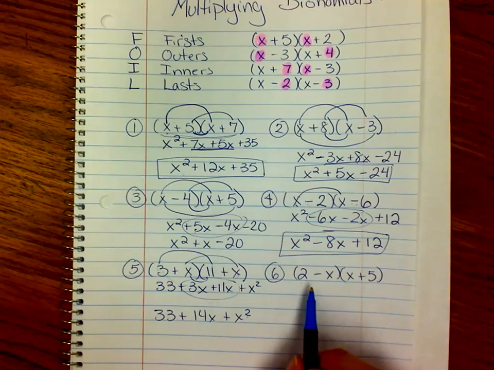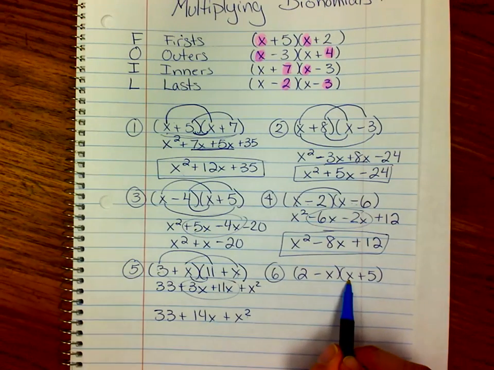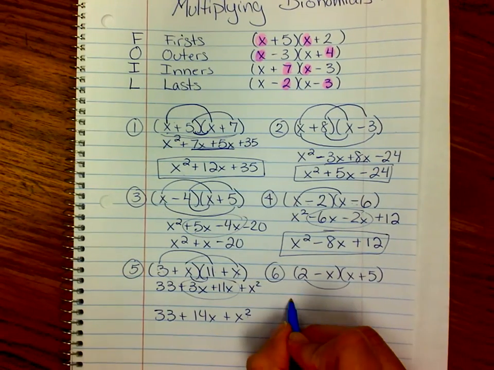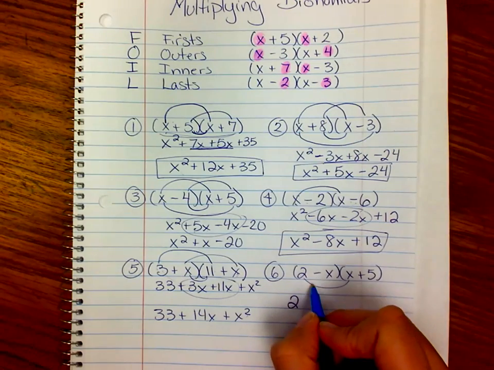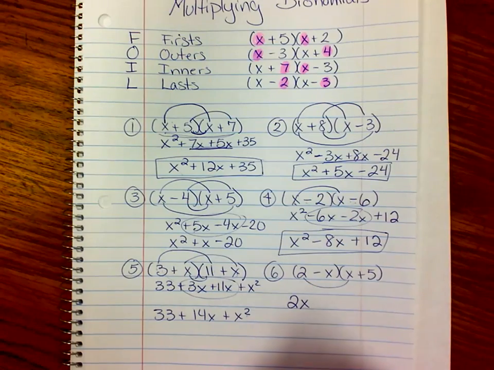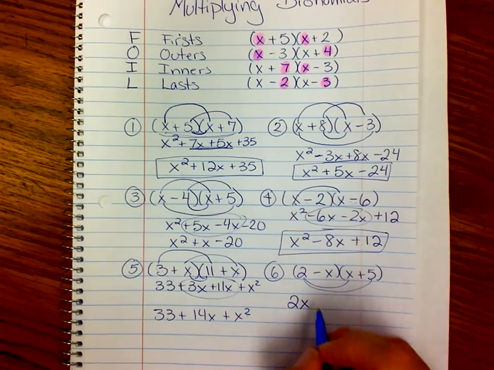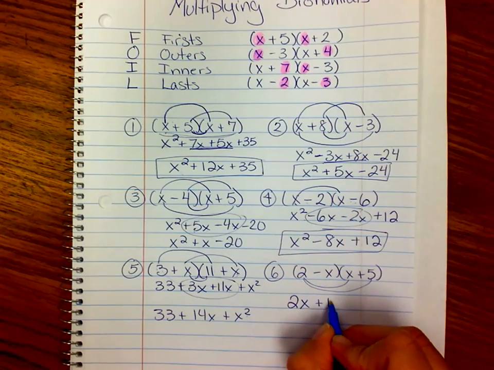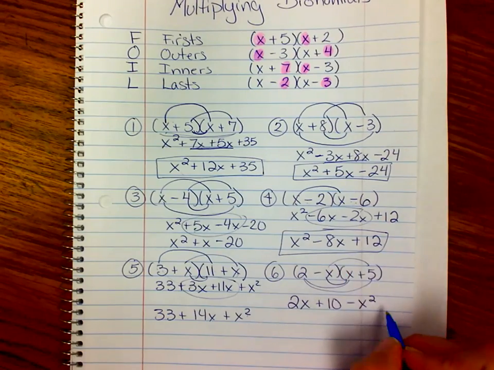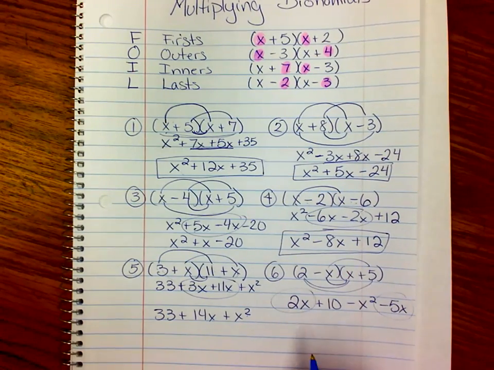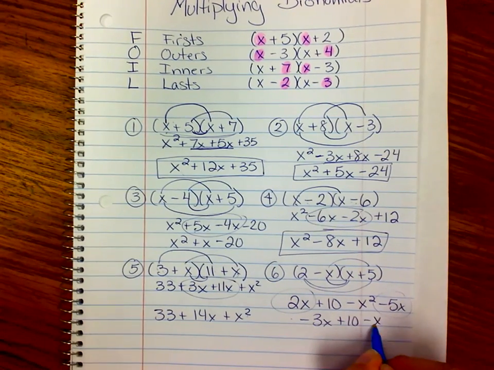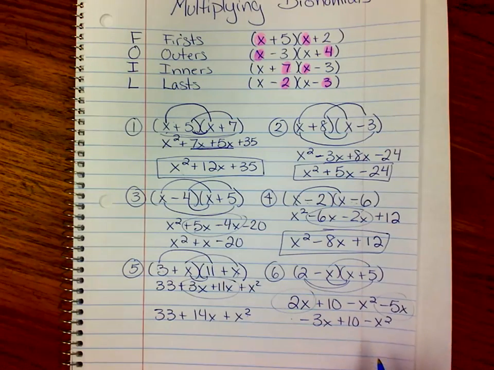So the last one, I wanted to show you that this has a 2 first, that has an x first, and what that looks like if you have one like that. So 2 times x. Whoops. Yeah, that's right. I thought I was doing a different one. Those are my firsts. 2x is 2 times x. Outers, 5 times 2 is 10. Inners, negative x squared. And lasts, negative 5x. So combine them. A negative 5 plus 2 is negative 3x plus 10 minus x squared. And again, that's acceptable unless you were told otherwise.